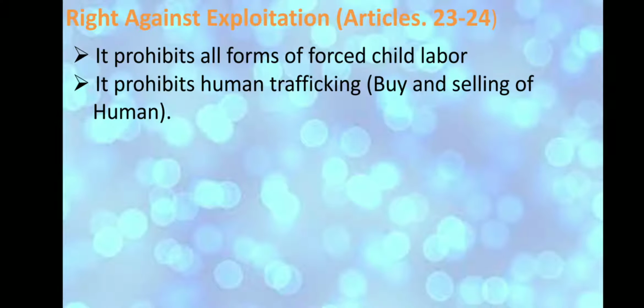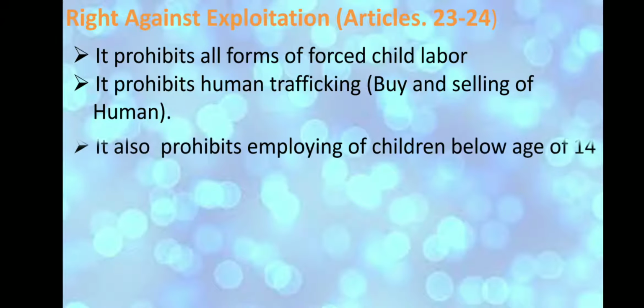Our next fundamental right is the right against exploitation, which is from Article 23 to Article 24. It prohibits all forms of forced child labor. This right against exploitation means no child is allowed to work. It prohibits human trafficking, buying and selling of humans. It also prohibits employing of children below the age of 14.